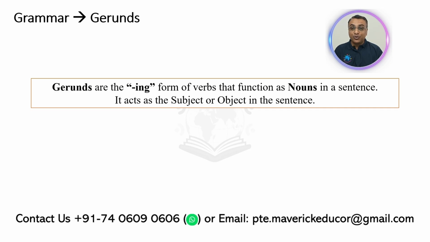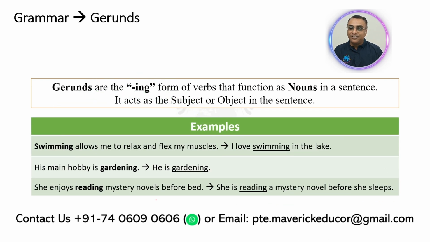Let's understand gerunds with some examples. In the first example, swimming allows me to relax and flex my muscles. Whenever you think of the word swimming, what would you think? It is an action. Hence, you will straight away go ahead and put it as a verb. But actually, it depends on how you use the word in the sentence. Here, swimming is an activity. Hence, it has to be considered as a gerund or a noun in the sentence, whereas relax and flex are the verbs over here. But if you want to use swimming as a verb, then you would have to construct the sentence something like this.